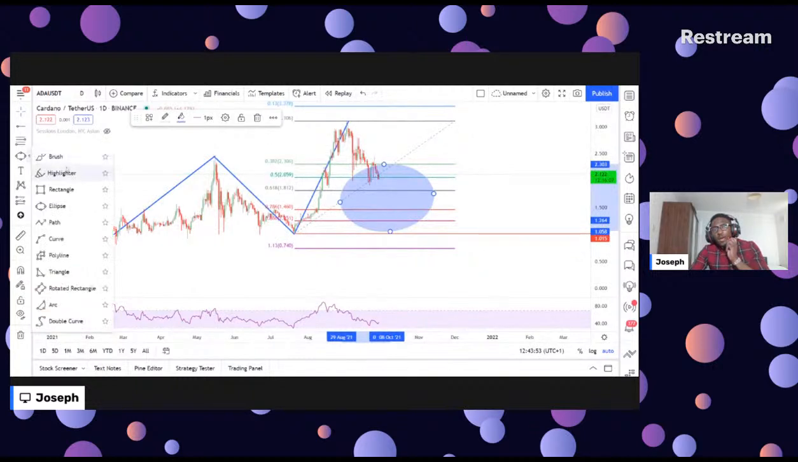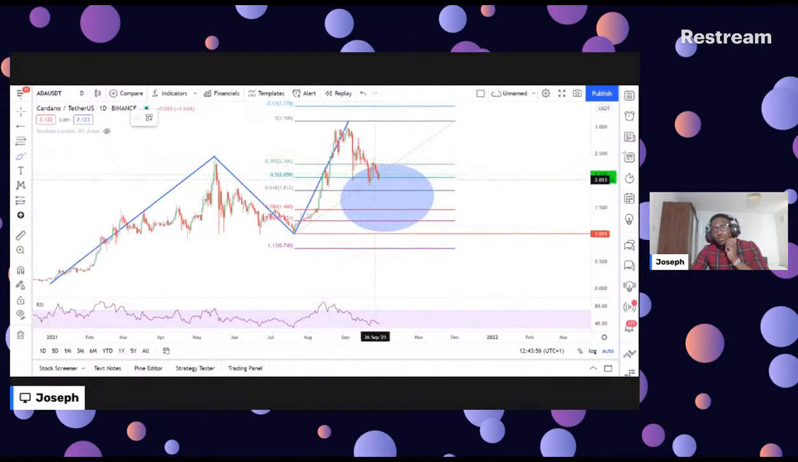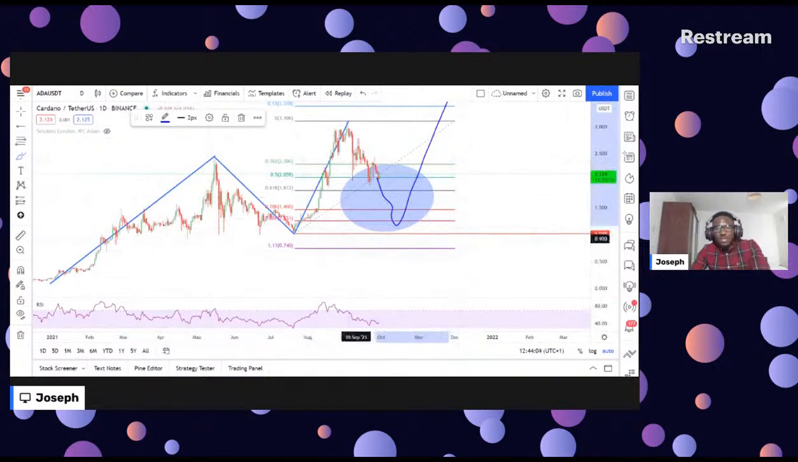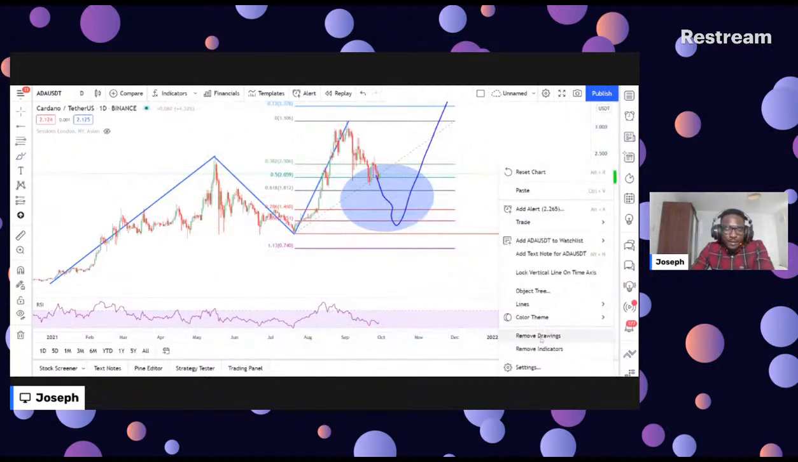I know some people can panic if the market doesn't reverse straight away from there. No, the market is free to do what it wants. Even if it comes deep here and then reverses, it's still a valid bullish structure, which obviously is going to lead into a bullish market. But yeah.